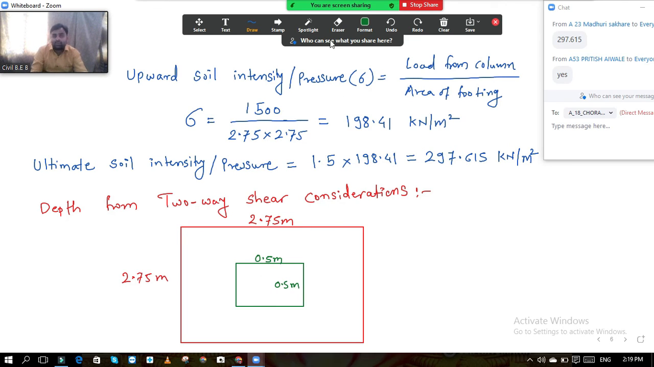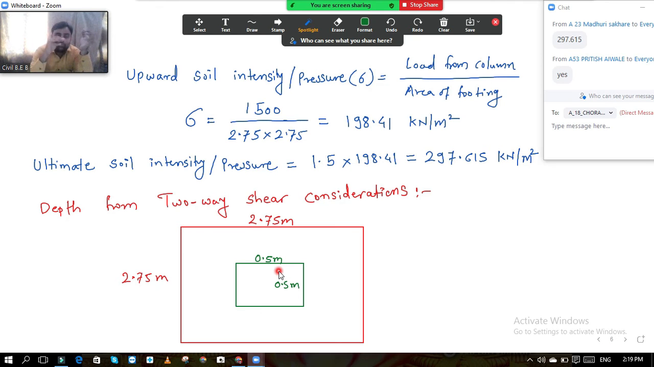Now, what is the meaning of exactly the punching action? This column which I have drawn here will try to penetrate through the footing. The footing has dimension 2.75 by 2.75, and the column has dimension 0.5 by 0.5. So this column of 0.5 by 0.5 will try to penetrate through the footing. ये footing के आर पार जाने की कोशिश करेगा. It will try to penetrate, it will try to punch.